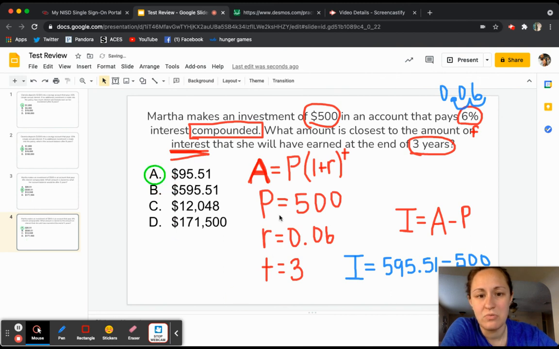And that is how we solve for the amount of interest when we are talking about an account that has compound interest. Remember, there's a huge difference between finding the account balance and then finding your interest.